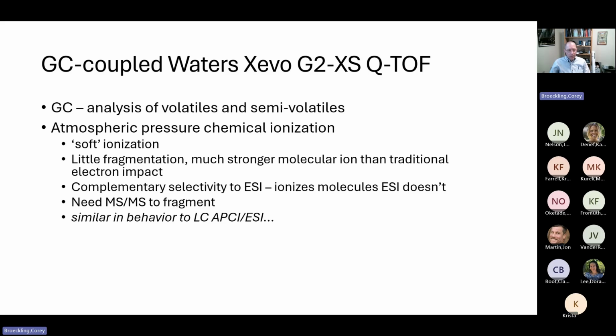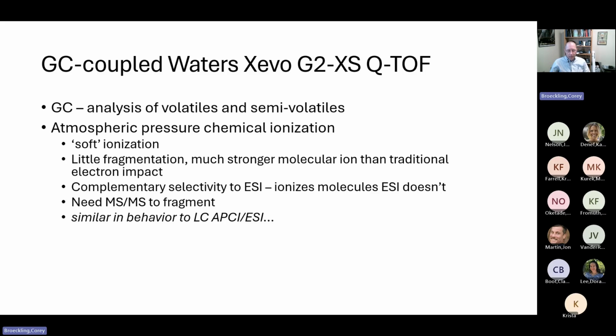APCI, as this is abbreviated, is a soft ionization technique. What that means is we see relatively little fragmentation and a much, much stronger molecular ion than traditional electron impact, which is most of what GC ionization is. So all of the signals that were spread across many fragment ions are now concentrated into one stronger molecular ion. It offers complementary selectivity to electrospray ionization.